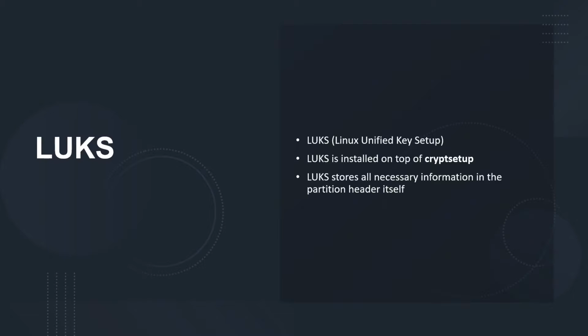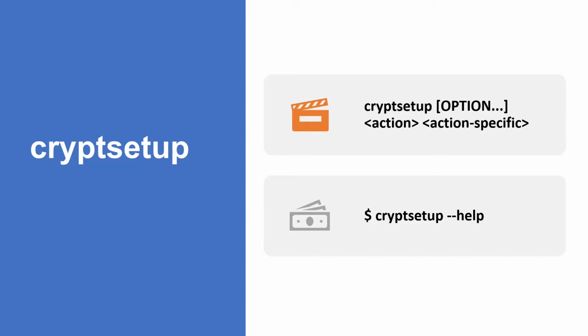The dm-crypt kernel module uses the device mapper kernel infrastructure that is also heavily used by LVM, which we'll discuss later. Because LUKS stores all necessary information in a partition header itself, it is rather easy to migrate partitions to other disks or systems. LUKS can also be used to transparently encrypt swap partitions.